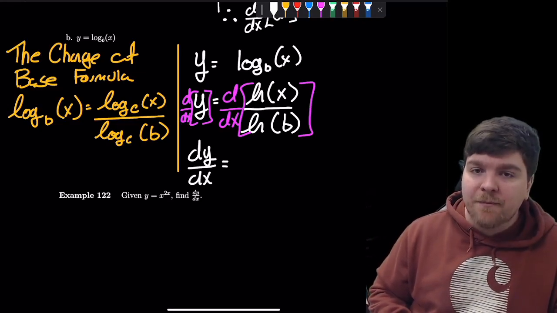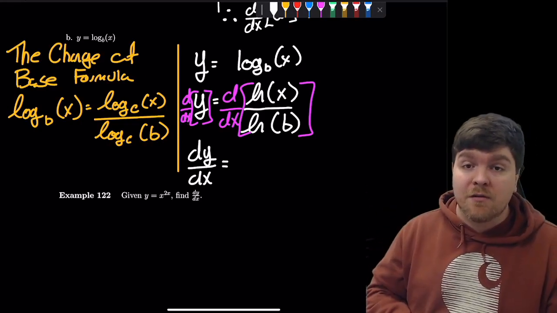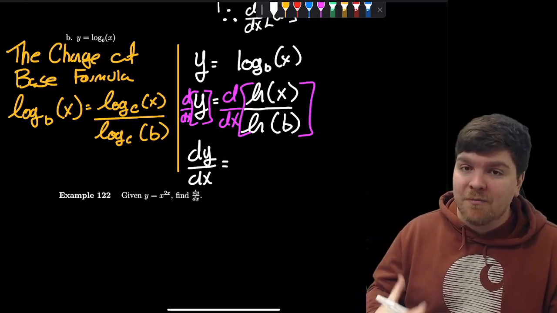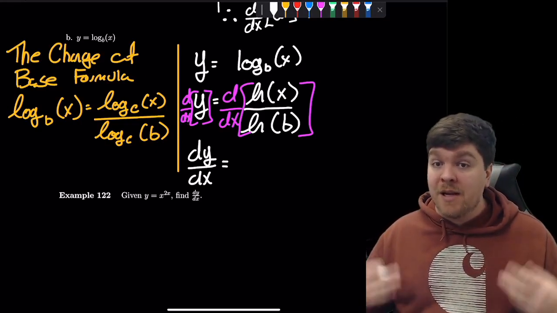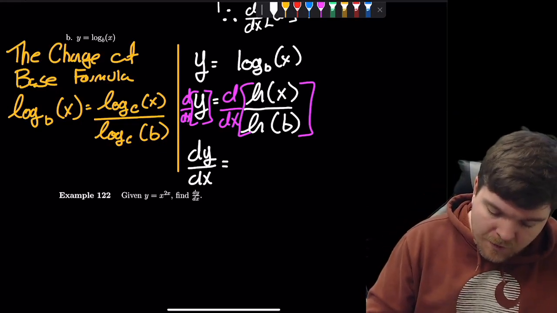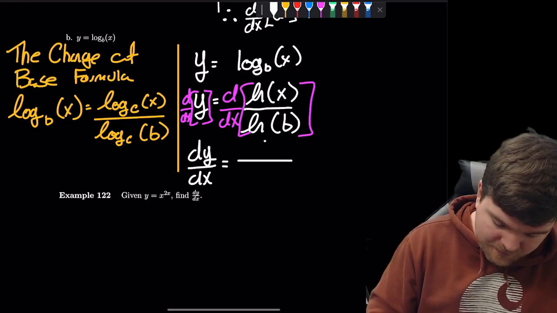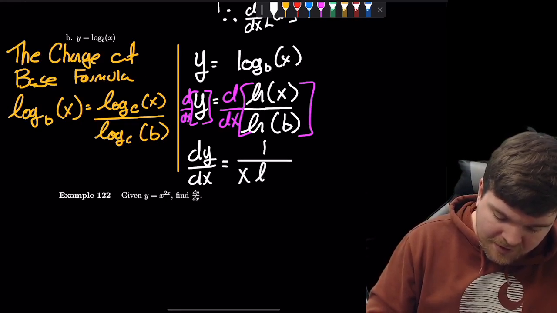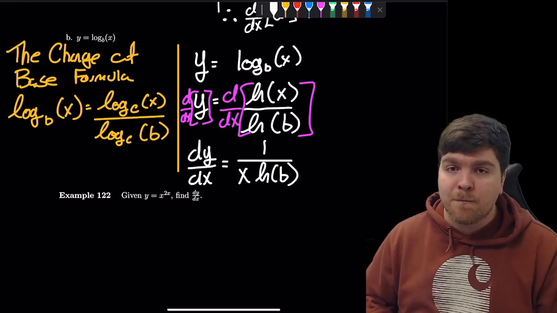On the right side, we're taking the derivative of the natural log of x divided by the natural log of b. But the natural log of b is just a constant, so we could think about this as 1 over natural log of b times the natural log of x. We know that the derivative of the natural log of x is going to be 1 over x. And then dividing by the natural log of b just comes along into the denominator.